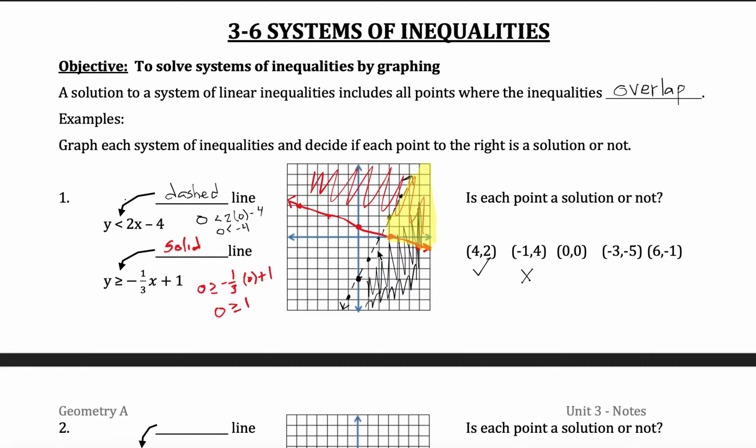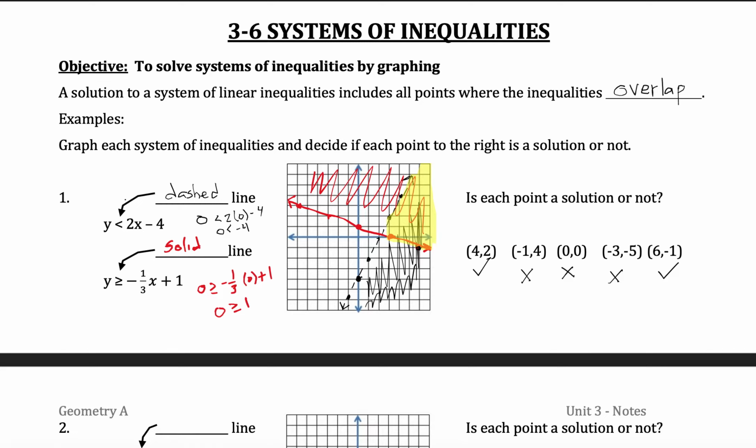Then we look at 0, 0. That's not a solution to either inequality, so it's not a solution to the system. Then we look at -3, -5. Again, not a solution to either inequality, so not a solution to the system. And then our last one, 6, -1, is a solution because it's right there on our line. And since that is our solid line, it's included. So 6, -1 is a solution to the system.